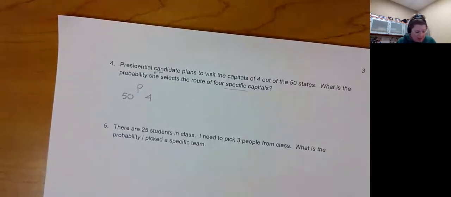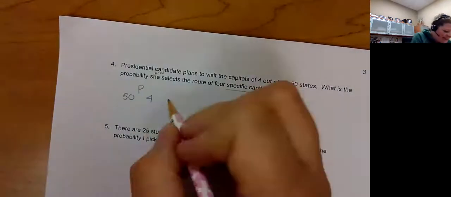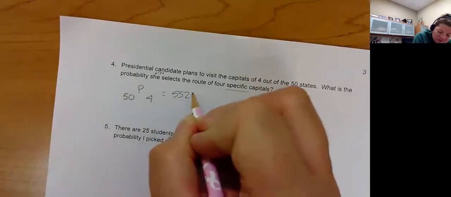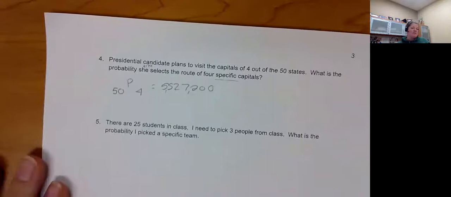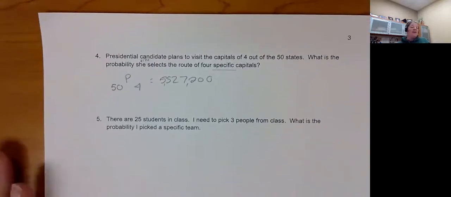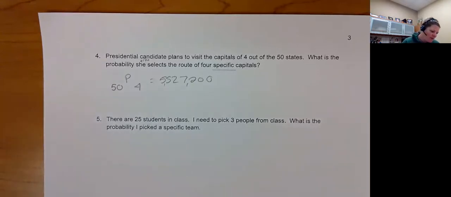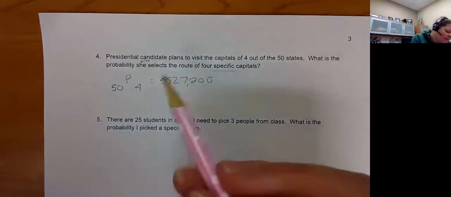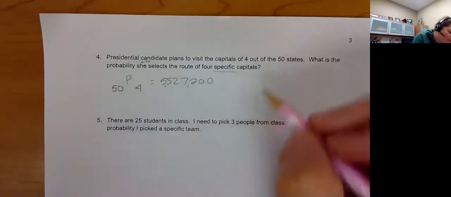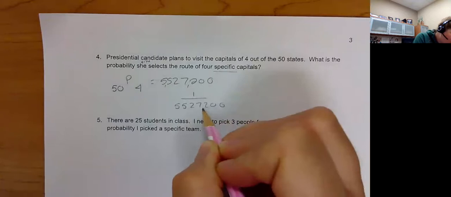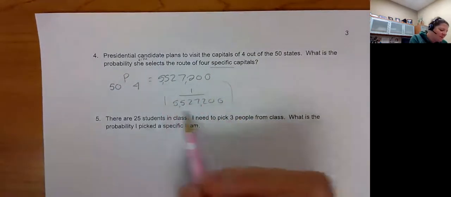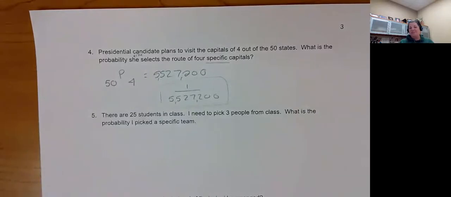So I'm going to do that in my calculator, 50, choose 4, and I'm going to get a huge number, 5,527,200. So 5,527,200 specific ways to only go to 4 out of 50. We don't have a probability question on that one though. What is it? Nope, we do. She selects the route of 4. So then if we want the probability, it's 1 out of 5,527,200. This is our probability of her doing a specific route.